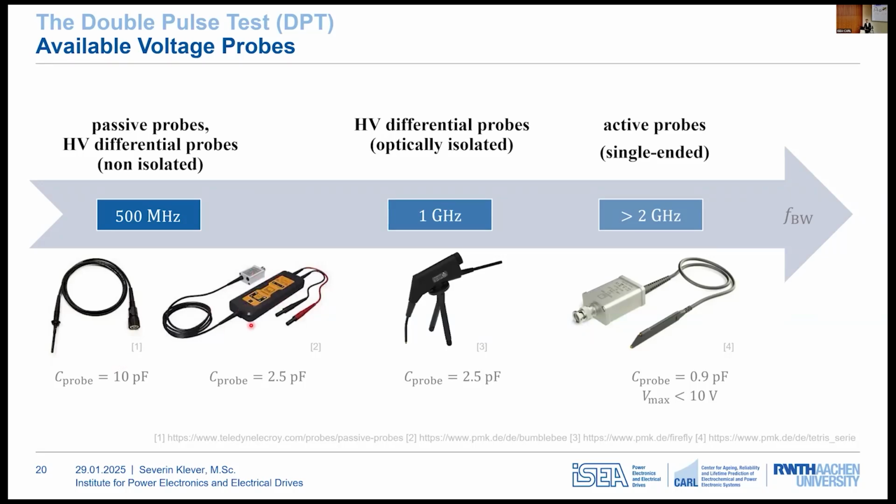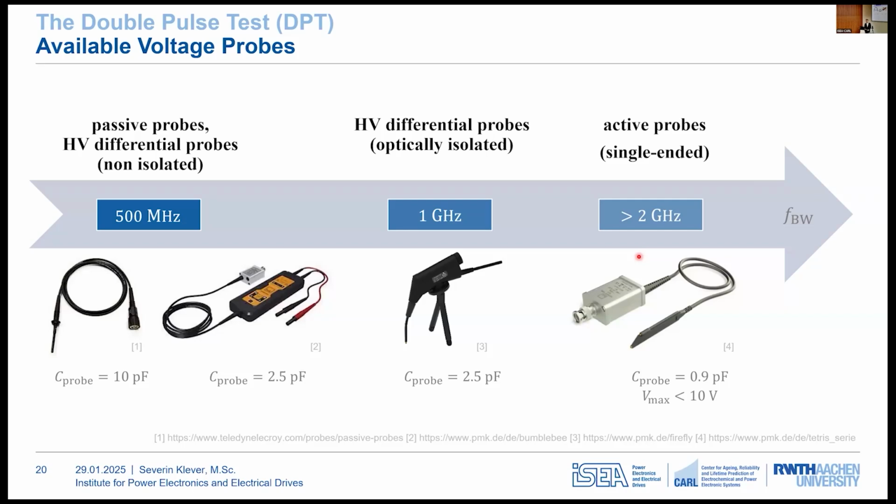Then we have high voltage differential probes. Those can handle very high voltages without a ground reference and offer a dynamic performance that's comparable to passive probes. In the range of 1 gigahertz, we have optically isolated probes, and these probes combine very high bandwidth with superior isolation. These probes are very expensive, but offer an excellent performance in the double pulse test.